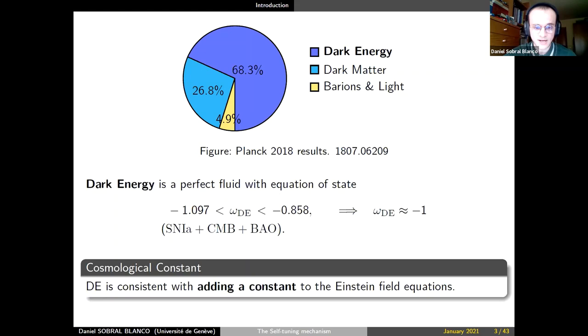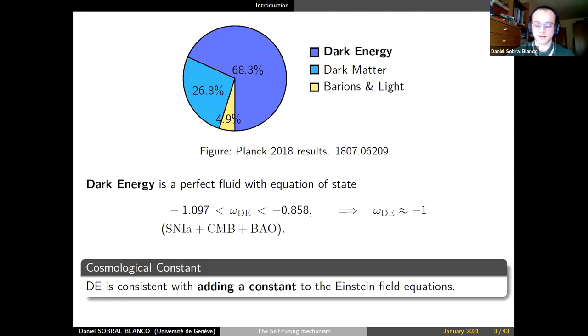So we are not going to complicate this picture anymore by adding any dark energy model, and we are going to stay faithful to the simpler model, that is to add a constant to the theory of gravity.